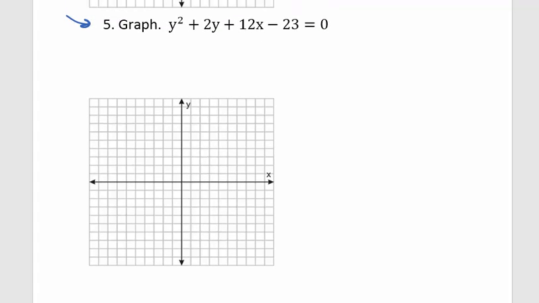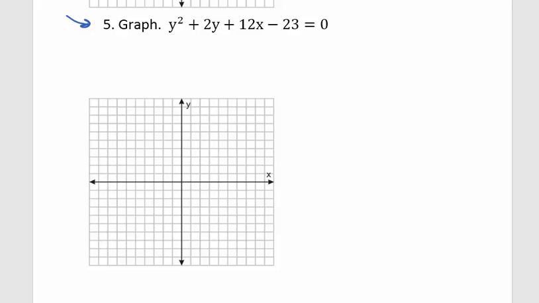So go ahead and pause your video player now and see if you can get this thing organized. We want to have perfect squares, at least on one side, and then we're going to try to factor something out of the other. So go ahead and try to organize this thing. If you get it organized, go ahead and sketch a graph. When you get done, hit play to see how you did.